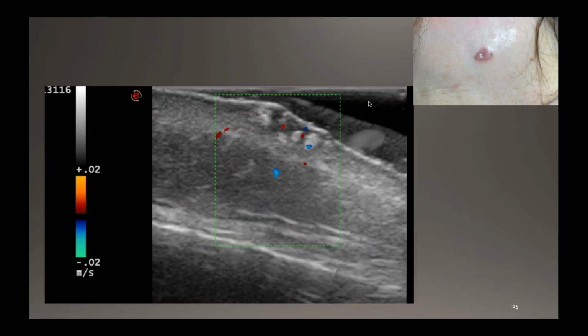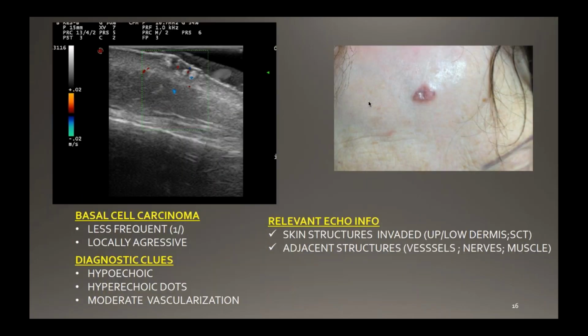This is basal cell carcinoma. Basal cell carcinoma is the most common malignant skin tumor in the human being. One out of 5 people will have a basal cell carcinoma. That is very frequent. What information can be given with ultrasound?